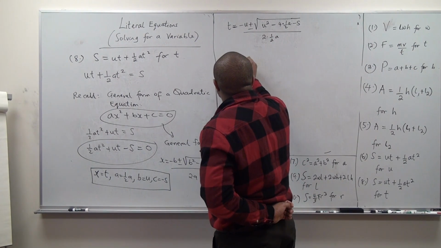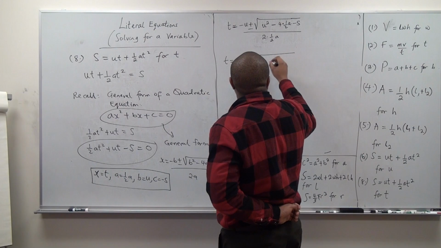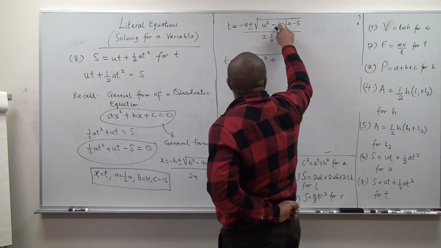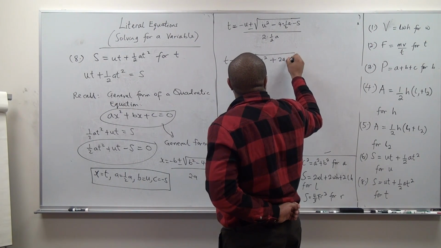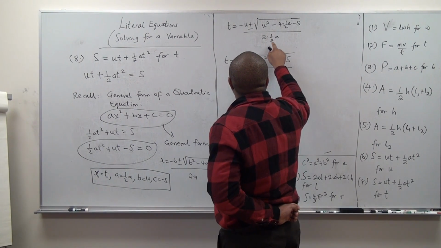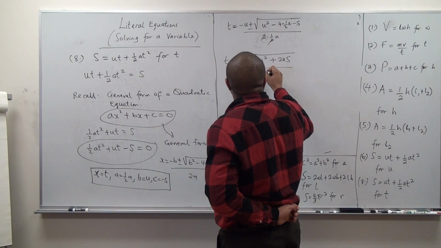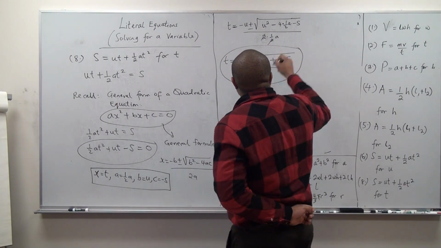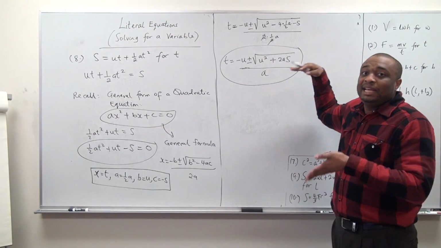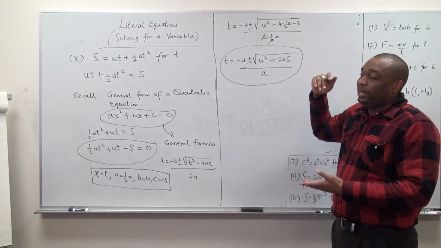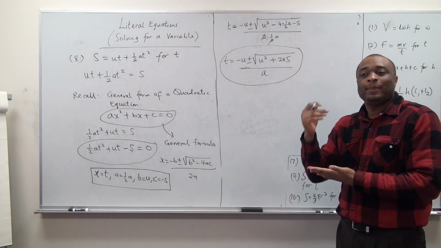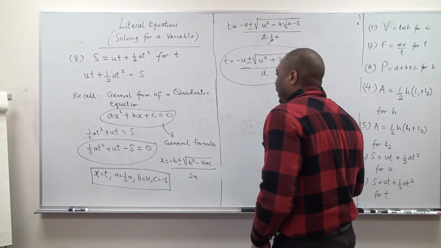So our t will be equal to negative u plus or minus the square root of u squared. Now negative times negative will give you positive, plus 2as, all over 2 times half a. The 2 will cross out, and this will give you a all over a, and that's the answer. If you want a detailed solution, I can solve this in detail, but if I start doing it now, it might confuse you. Email me and I will do that. Okay, number 9.